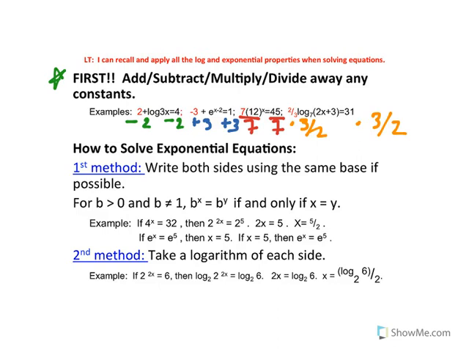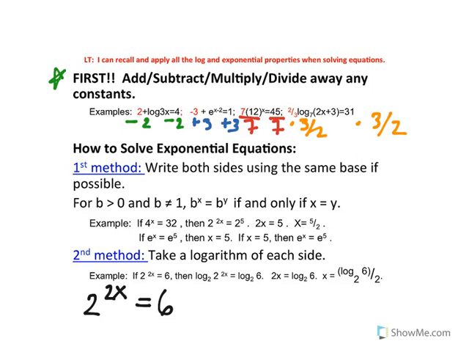Now you'll notice that there is a second method here. Why do we need a second method? Well, I'll use that example that's under the second method. Let's say I give you 2 to the 2x power equals 6. And you immediately say, okay, this is exponential, so I should try to rewrite both sides to have the same base. Okay? Well, here we go.